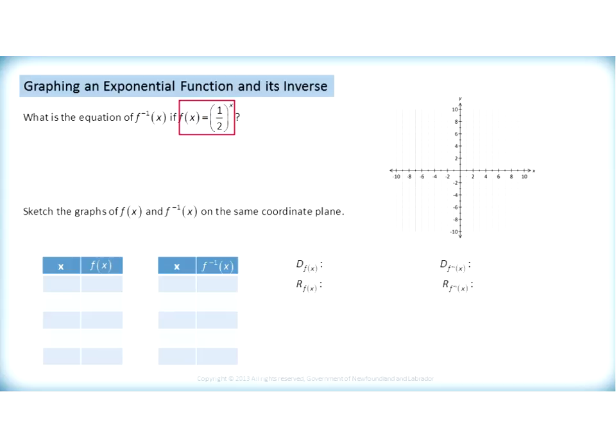In order to find the equation of the inverse function, there are two steps involved. The first step, we need to switch x and y. Therefore, f of x is really a fancy way of writing y, so we have y equals 1/2 to the power of x. When you switch x and y, you end up with x equals 1/2 raised to the power of y. The second step in determining the inverse function is to solve for y.